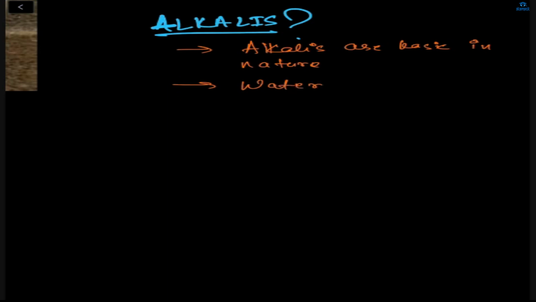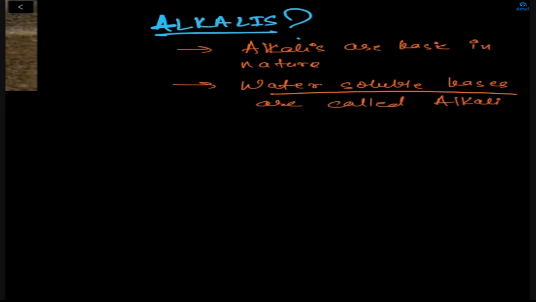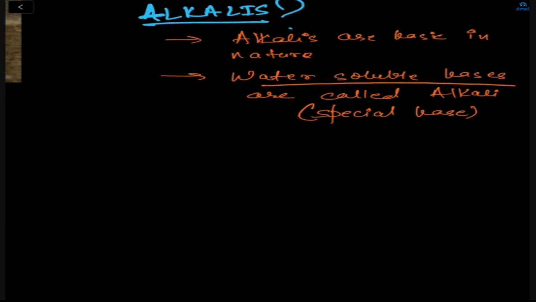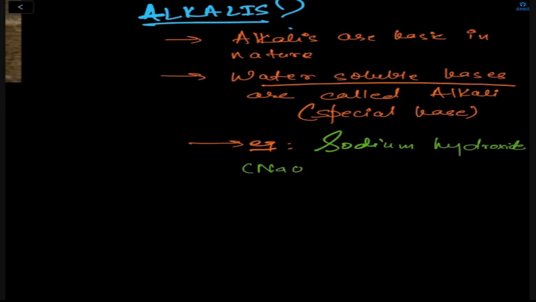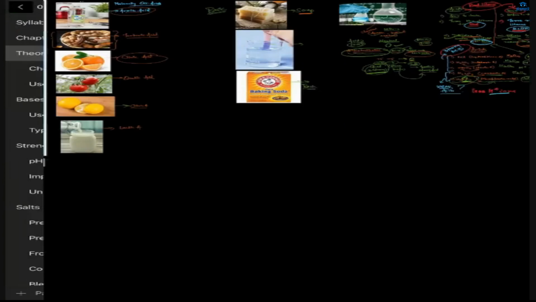Water soluble bases. What do you understand by water soluble bases? Rudronial, any idea? These are a special kind of base. Ma'am, is it soap? Soap is water soluble, but here, any example? Okay. Sodium hydroxide, NaOH, potassium hydroxide, calcium hydroxide. These are all examples.